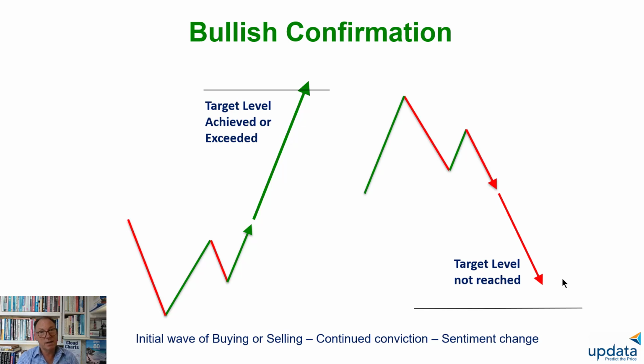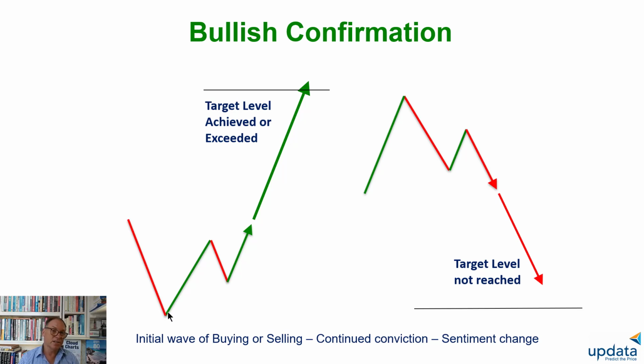So the easy way to remember this is bullish confirmation on an upside target is if the target is achieved or exceeded. And on a downside target, it's bullish confirmation if the downside is not reached. So there are two conditions of bullish confirmation, one to the upside and one to the downside.